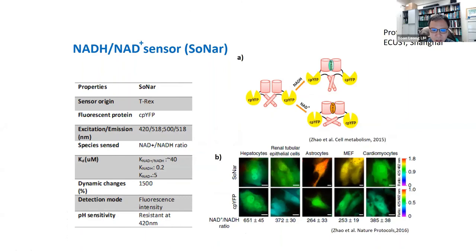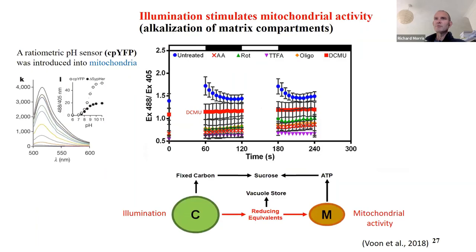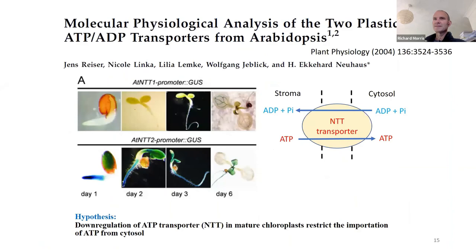Okay, thanks. And I had a question about, I think you said that the ATP transporter NTT was downregulated during the night. I was wondering what's known about the mechanism of that regulation, what the signal might be for downregulation. This is not downregulated at night. Is it downregulated when the tissue matures? Ah, okay, sorry.